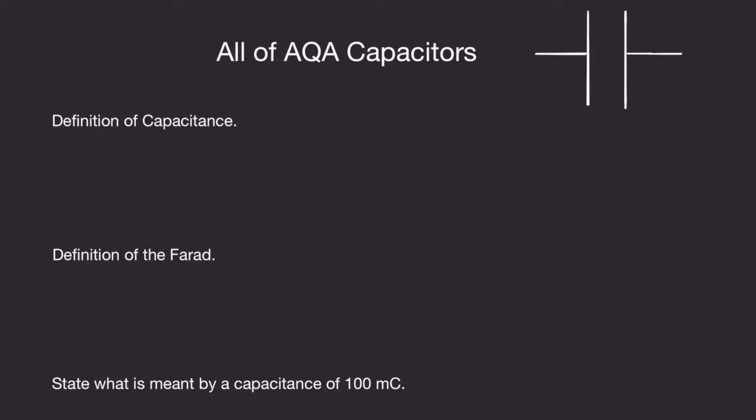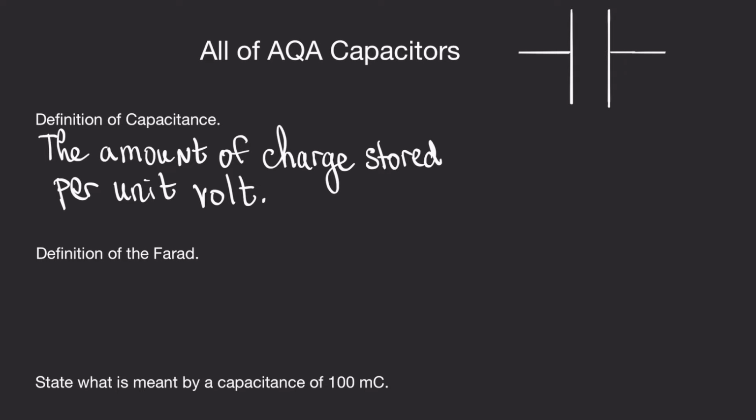So capacitance is defined as simply the amount of charge stored per unit volt. This is governed by the equation that C, the capacitance, is equal to Q over V. I often like to think of it this way.